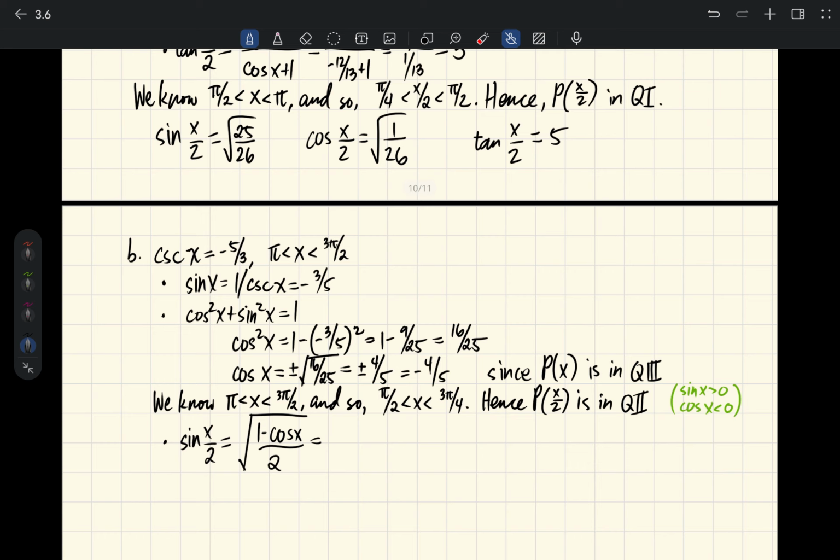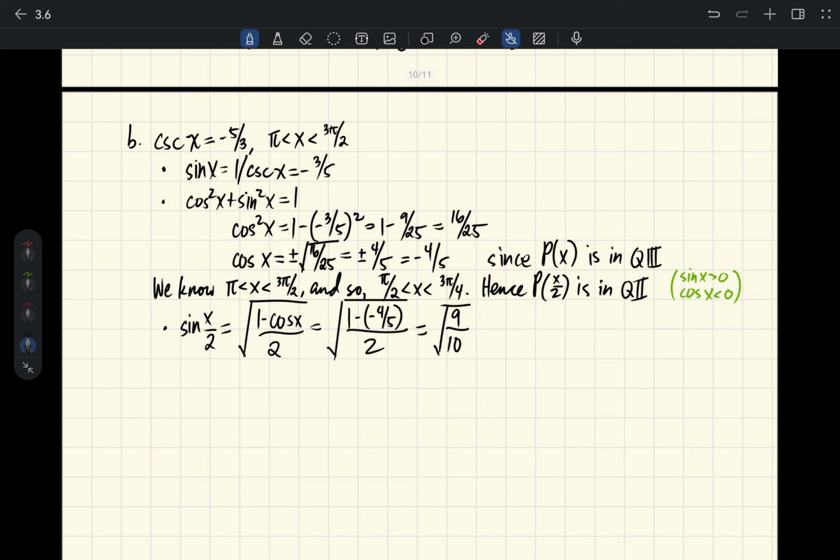That one is the square root of (1 minus negative 4 over 5) over 2, which upon simplification, you can show that this is just the square root of 9 over 10.